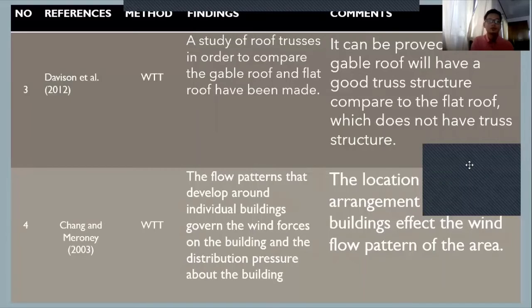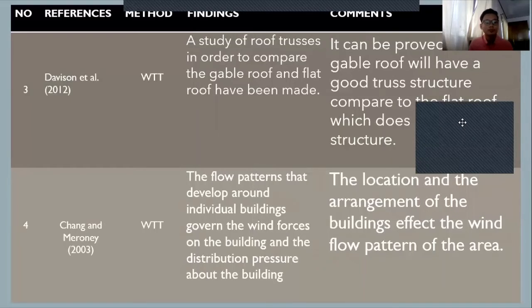And the last article is from Chang and Meroni in 2003 using the wind tunnel test method. The flow patterns that develop around individual buildings govern the wind forces on the building and the pressure distribution about the building. So it can be seen that the location and the arrangement of buildings affect the wind flow pattern of the area.